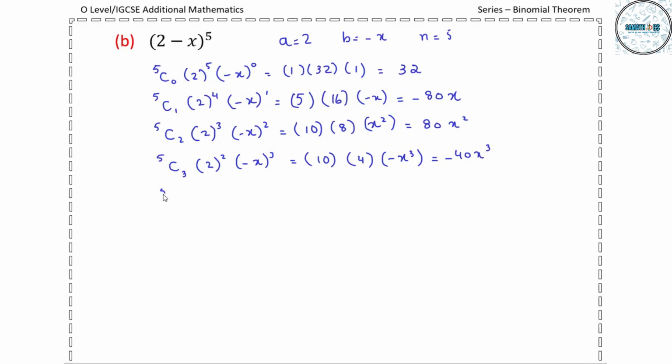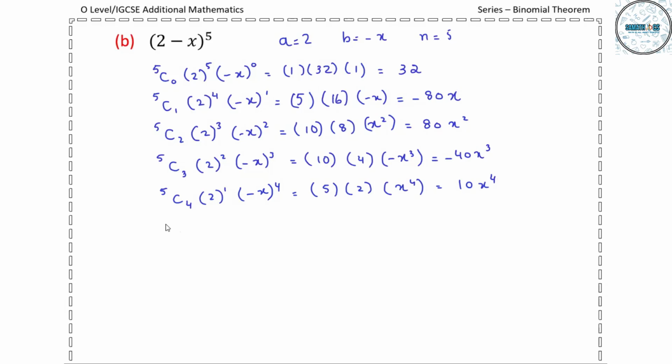Fifth term is 5c4, 2 with power 1, negative x with power 4, which is equal to 5c4 is 5, 2 power 1 is 2, negative x with power 4 is x power 4, and the result is 10x power 4.